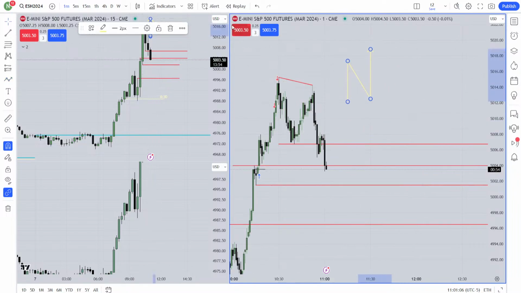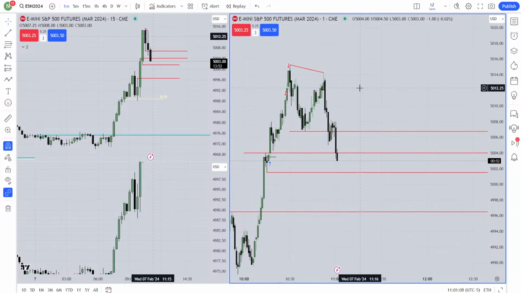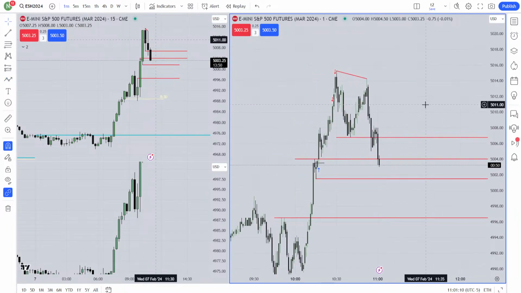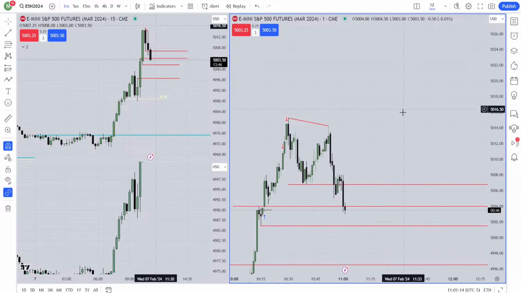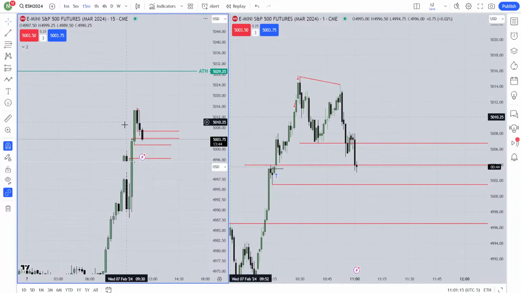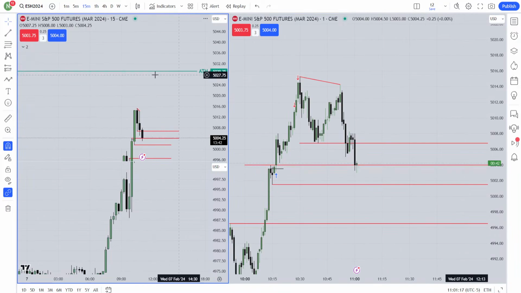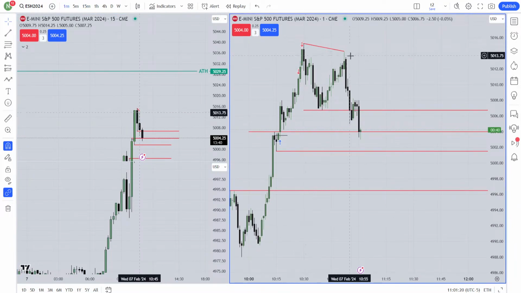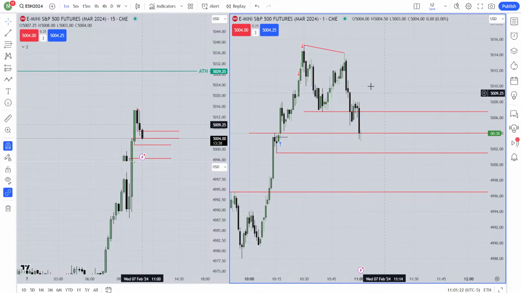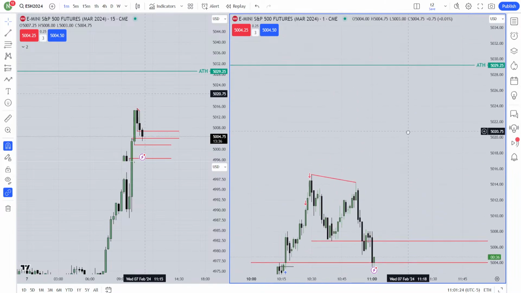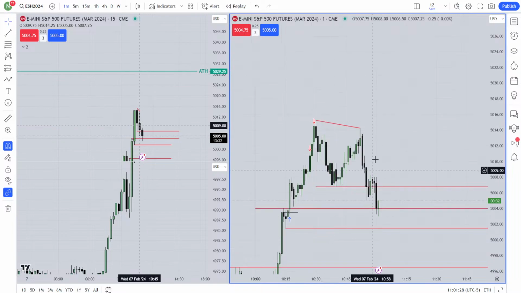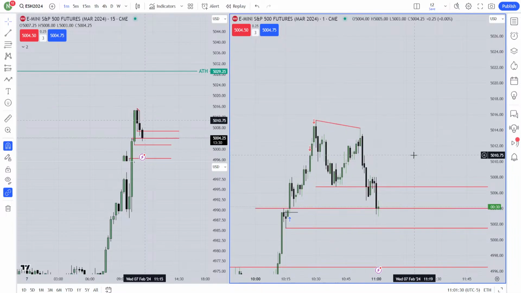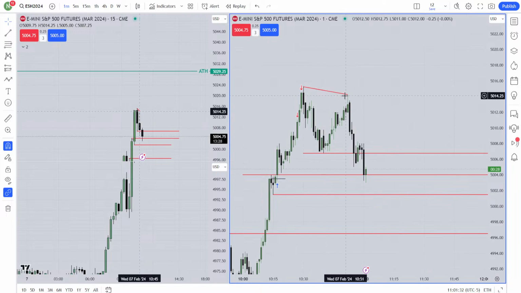Now, depending on the SMT, you can take your entry. Right now I'm expecting a bullish run. As the market has taken the all-time high, I would love to see this one also take the all-time high. That's why I'm not counting this SMT for my sell setup. If there was no all-time high for this market, then I would say the SMT has given me extra confluence.